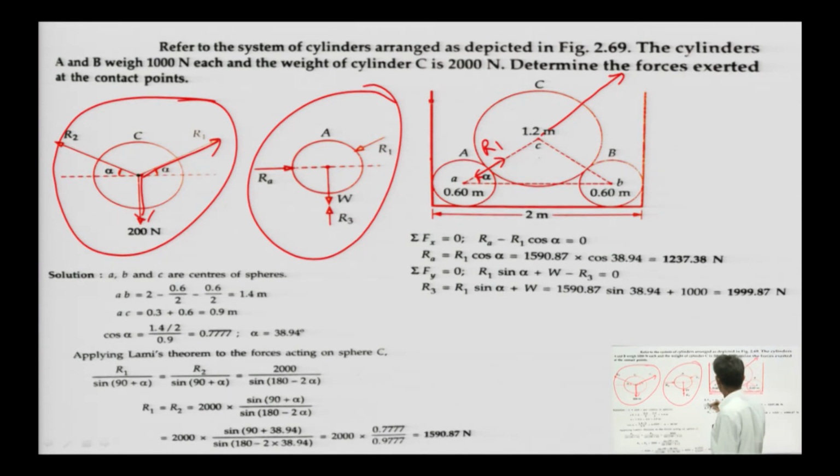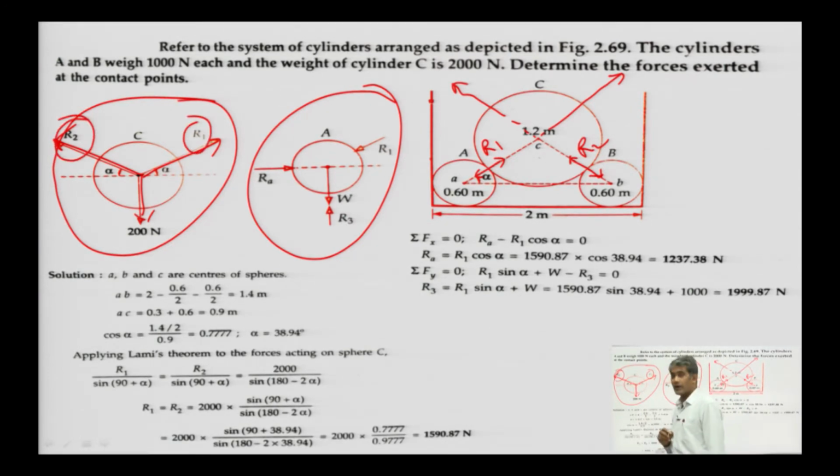And what will be the other force in the free body diagram for sphere B? For this contact point, we write the reaction as R2. We extend the line, and the direction of R2 is shown here. These are the free body diagrams. These three forces act in this diagram. Here we have two unknowns, R1 and R2, and two equilibrium equations, so we can easily calculate.